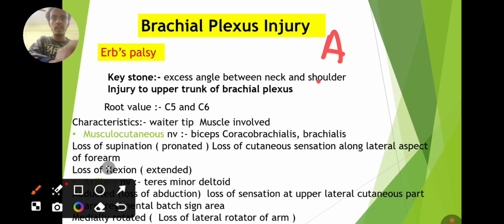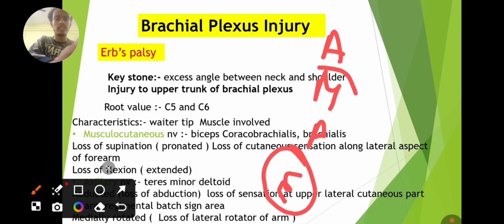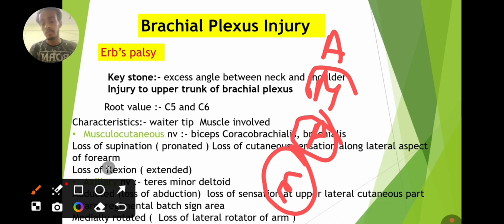We have justified, so far, this and this. Sorry, this and this, it is not this. Now we have to justify the adduction as well as the medial rotation. It will be justified in axillary nerve injury. The major thing is, as you already know, that the axillary nerve will be supplying the deltoid, and also by the pseudoganglion it will be supplying the teres minor.